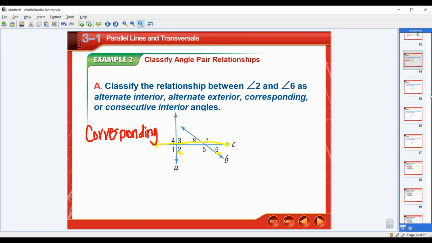Okay, apologize for my pen here. It's not doing too well. So we got corresponding angles for the last one.